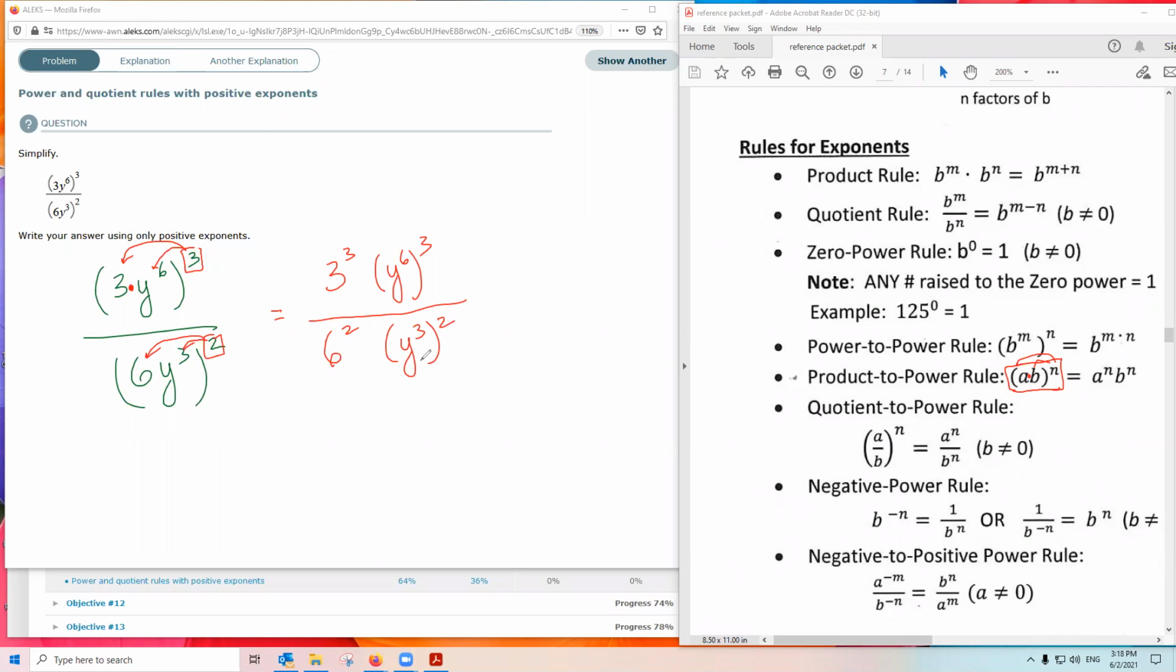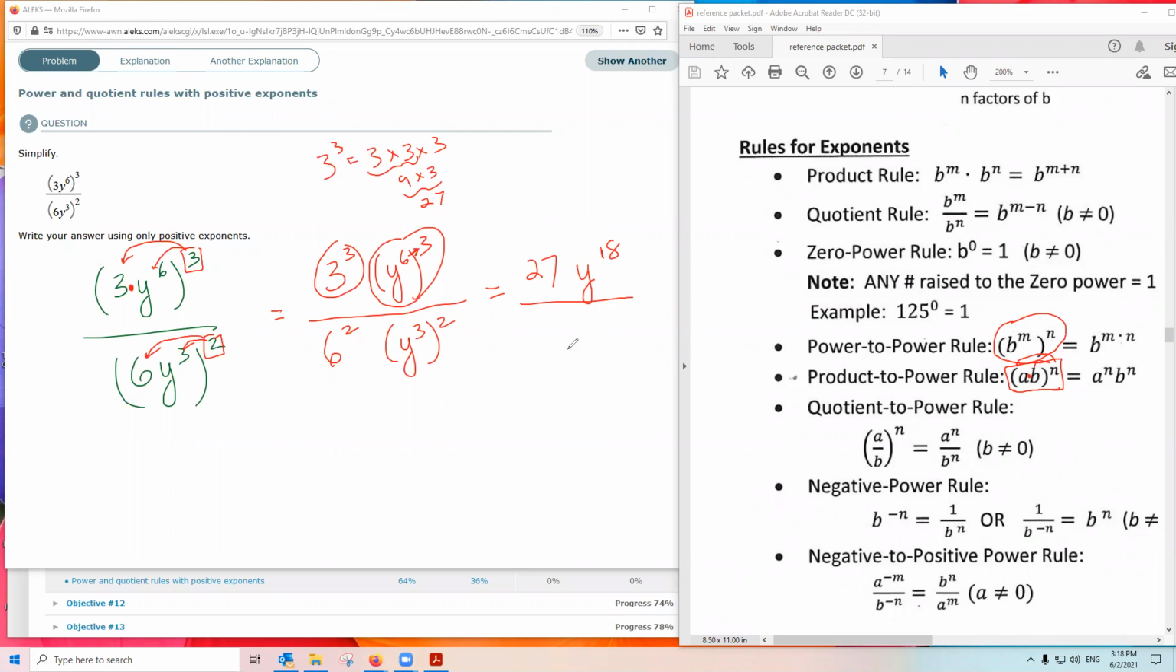All right, let me keep going. Well, 3 to the 3 I can work out. That's 3 times itself 3 times. 3 times 3 is 9. 9 times 3 is 27. So that's a 27. All right, how about this? Y to the 6 being raised to the 3. Well, that's this power to power rule. I have one exponent being raised to another. Remember, that's where you multiply the exponents together. 6 times 3 is 18.